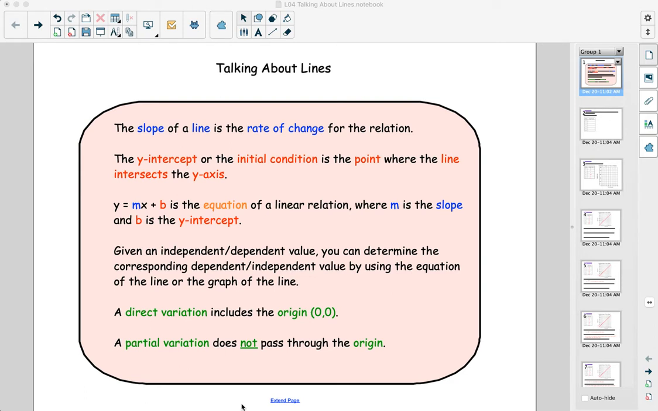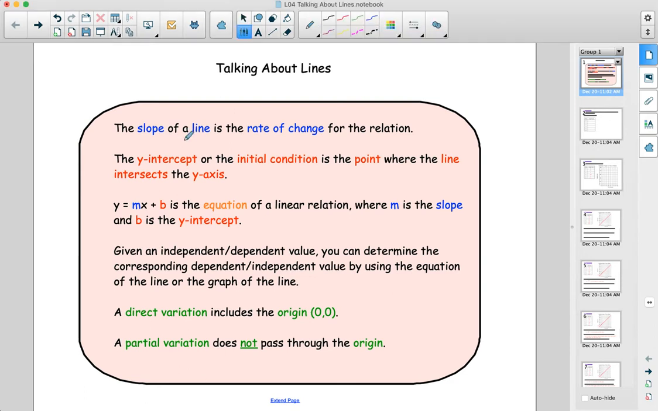And just a reminder that when we're talking about a line, slope and rate of change are synonymous and interchangeable. The y-intercept and initial condition, they are interchangeable. That's where your line intersects the y-axis. It's the y-coordinate of where that happens. We've already discussed that y equals mx plus b is the equation of a line. M is your slope, b is your y-intercept.